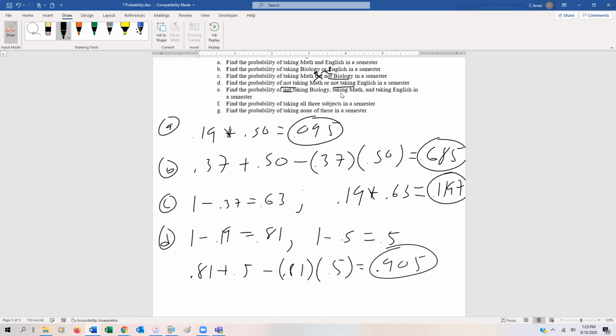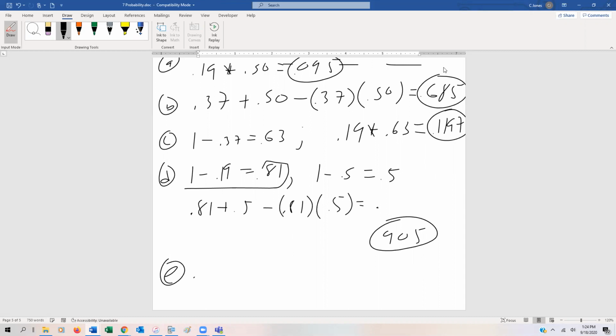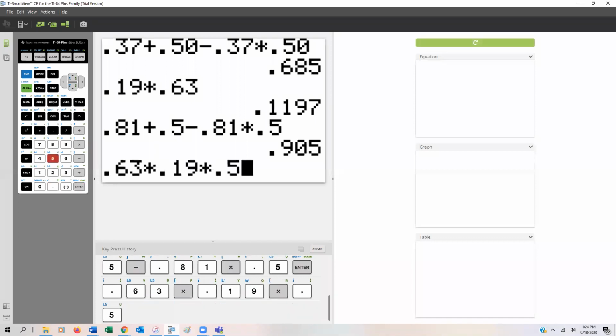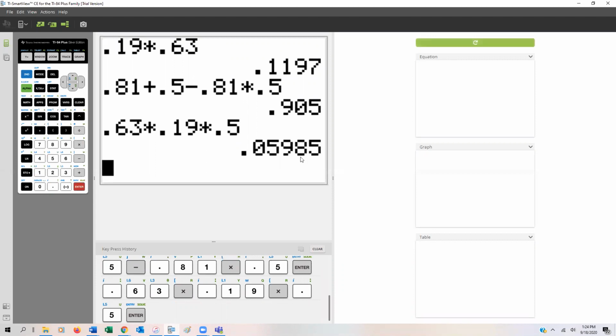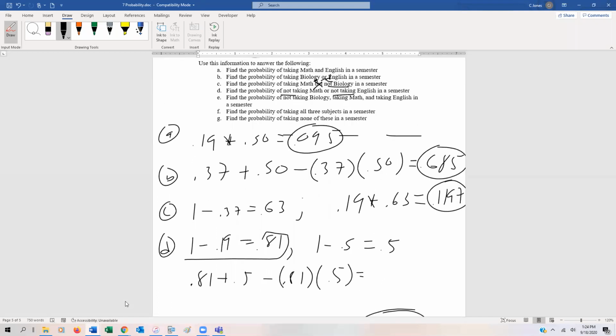Find the probability of not taking biology, taking math, and taking English. We already know not biology is 0.63 from a previous problem. We want all of these to occur at the same time, so we're just going to multiply all of them: not biology, take math, take English. That's part E. So we get 0.63 for the not biology, math is 0.19, and English is 0.5. Anytime you want two or more things to happen in tandem, you just multiply. So we have 0.63 times 0.19 times 0.5, and that's going to give us 0.05985. We could just say 0.060 if we're rounding to 3 decimal places, as we usually do.